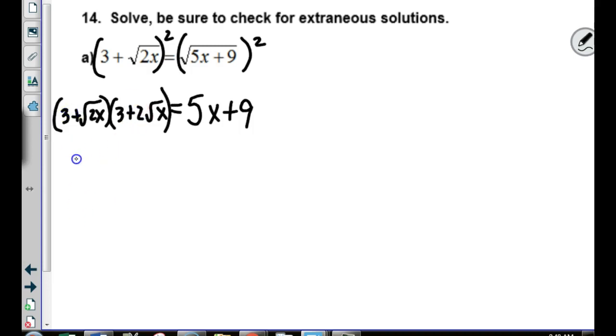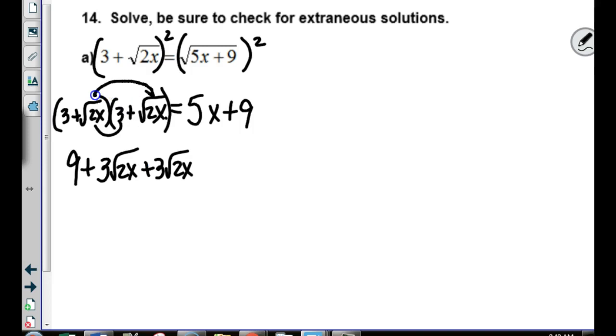Okay, so 3 times 3 is 9. Oh, yeah, I don't know what I wrote there. Sorry, I wrote that wrong. My bad. Square root of 2x. So 3 times one of those would be just 3 square roots of 2x. In here would be another 3 square roots of 2x. Square root of 2x times square root of 2x is just 2x. It would be square root of 4x squared, which would be 2x. Okay? And the right-hand side is just 5x plus 9.